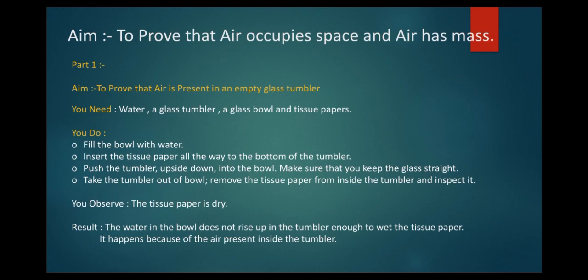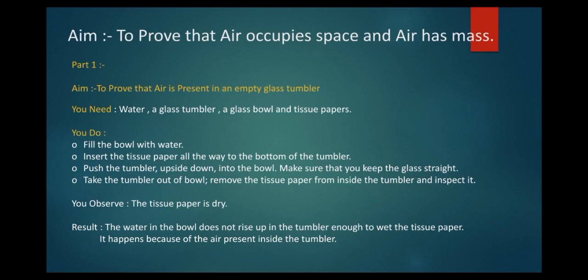उस बाउल में क्या करना अपने को? पानी भरना है. Then second, we have an empty glass tumbler. फिर उस ग्लास में क्या करना है? अपने को टिश्यू पेपर डालना है. Insert the tissue paper all the way to the bottom of the tumbler. Now, our third step is push the tumbler upside down into the bowl.